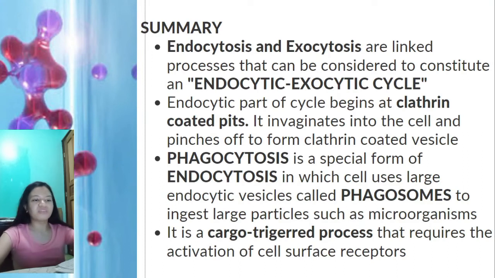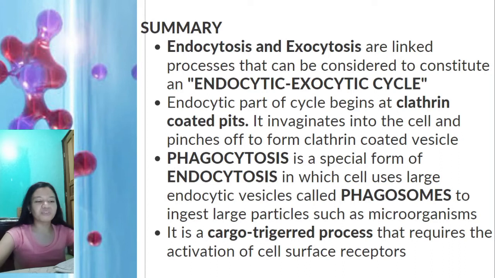So endocytosis and exocytosis are linked processes that can be considered to form an endocytic and exocytic cycle. So the endocytic part of the cycle begins at clathrin-coated pits, which invaginate into the cell, and after that, pinch off to form clathrin-coated vesicles.